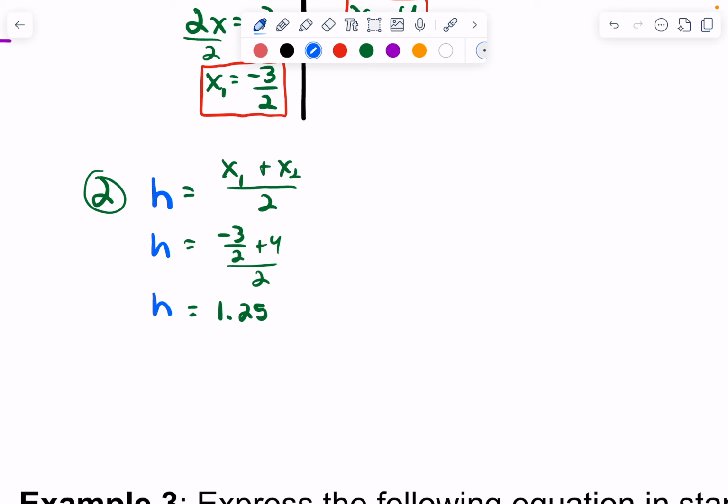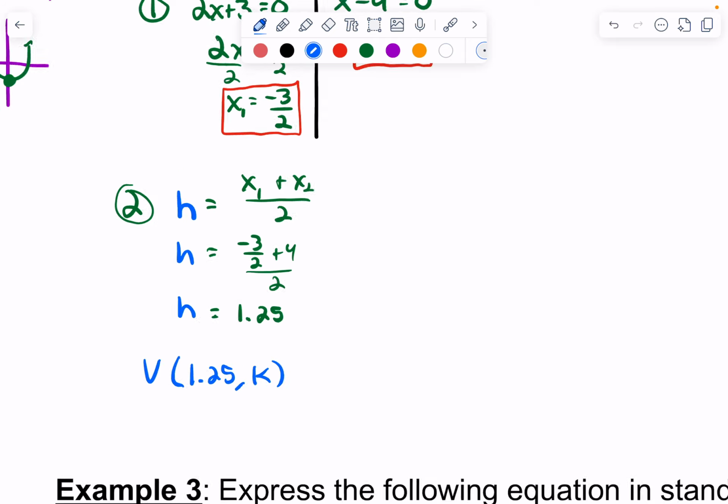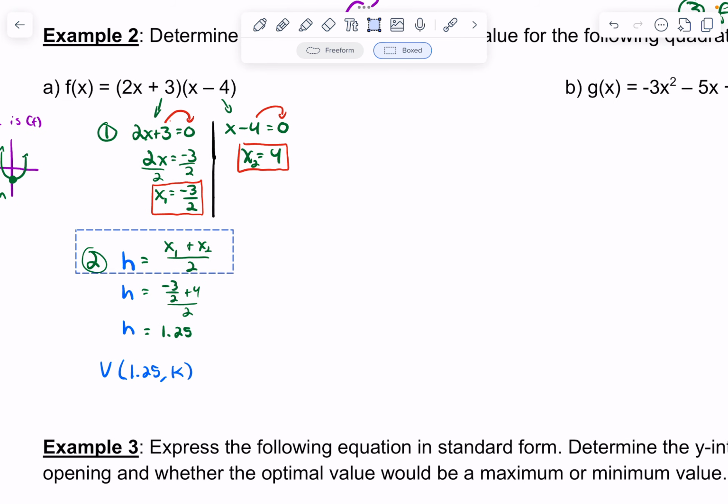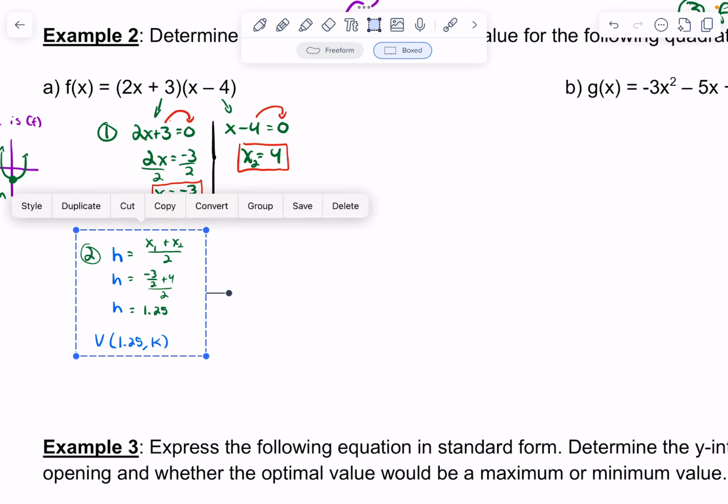So what did you just find? Well, you have a vertex, and at that vertex, there is an x-coordinate of 1.25 and a y value of k, which we don't know yet. That's our goal. I should make this smaller, just so we have room.